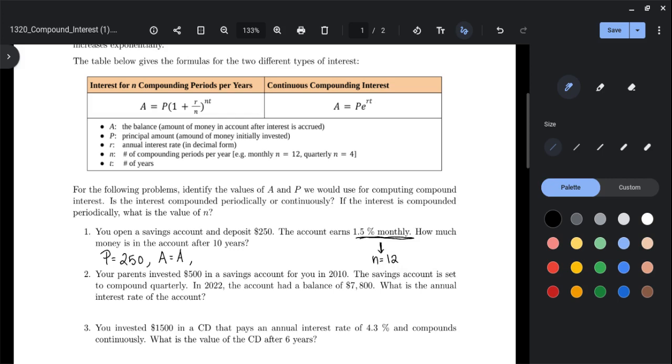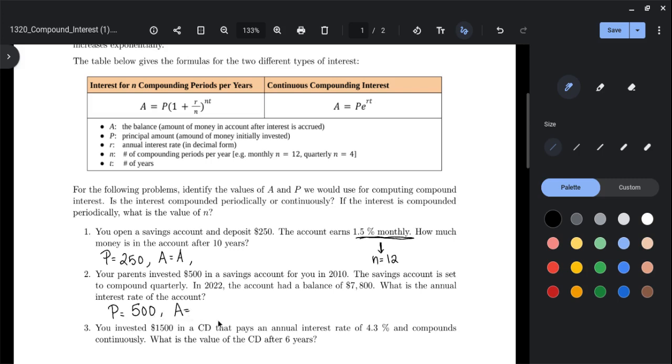All right, the second question. Your parents invested $500 in a savings account for you in 2010. The savings account is set to compound quarterly. In 2022, the account had a balance of $7,800. What is the annual interest rate of the account? So again, looking for our initial amount that we started with in the account. Well, our parents had invested $500, so that's our starting balance.